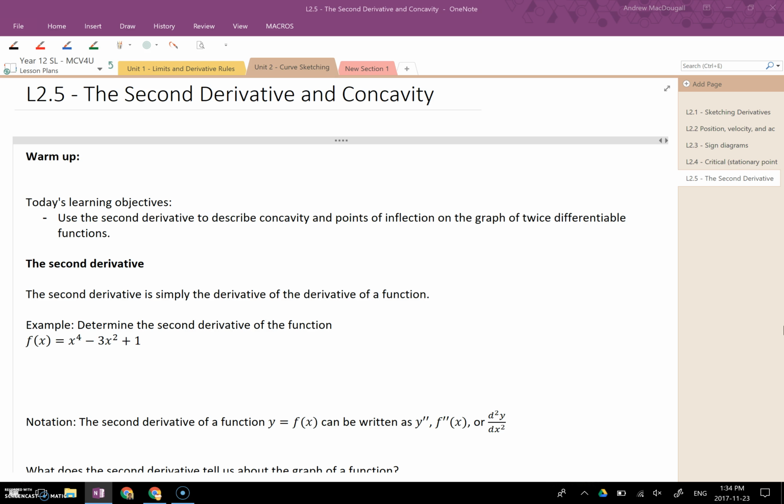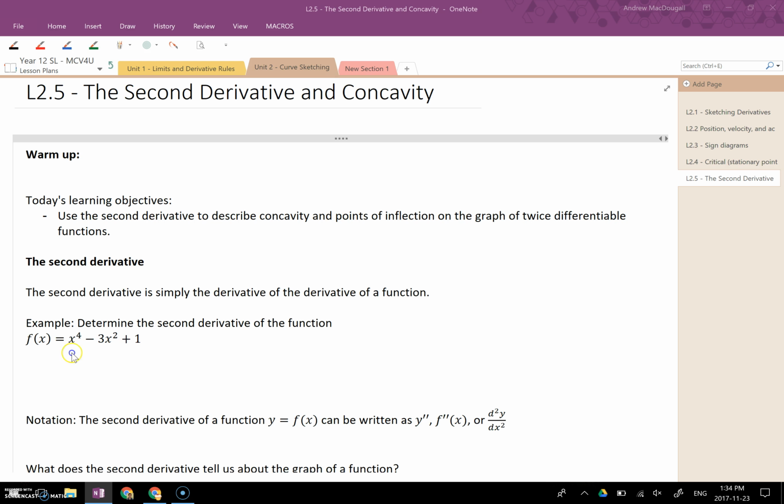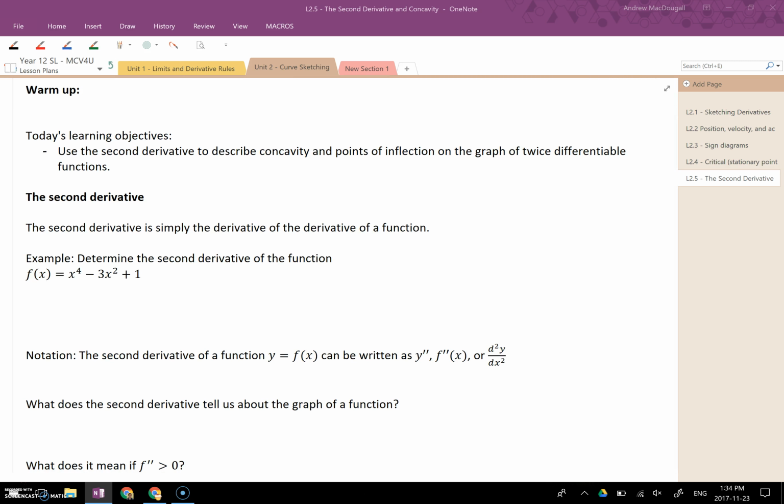Okay, so first we defined what the second derivative actually means, and that's quite simple. The second derivative is just the derivative of a derivative. So, for instance, let's consider the function f of x is x to the fourth minus 3x squared plus 1. We know very well, using the power rule, its first derivative is 4x cubed minus 6x. And the second derivative is simply the derivative of this function. One way to write the second derivative, or derivative of the derivative, is to put two primes, f double prime of x. And that ends up being 12x squared minus 6.